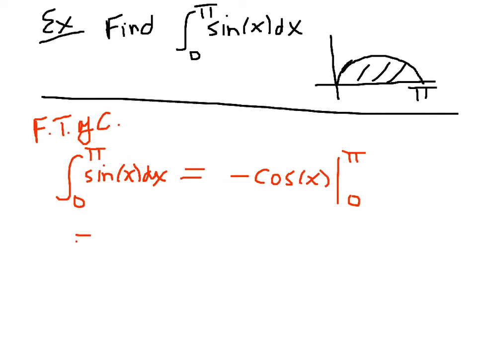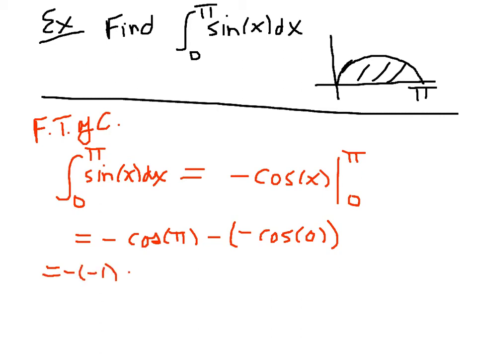And so what this gives us is minus the cosine of pi minus the cosine of 0. We really have to attend to our signs here. And so this is minus minus 1 minus minus 1, which comes out to equal 2.